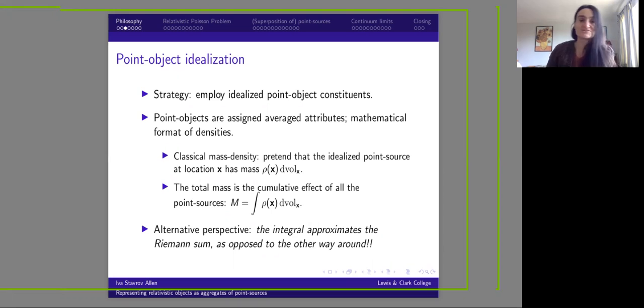As a mathematician, I'd like to say that a Riemann sum approximates the integral, but there's perhaps wisdom in thinking the other way also. Thinking the other way would be that it's actually the integral that approximates what is perhaps more realistic, which is a Riemann sum.